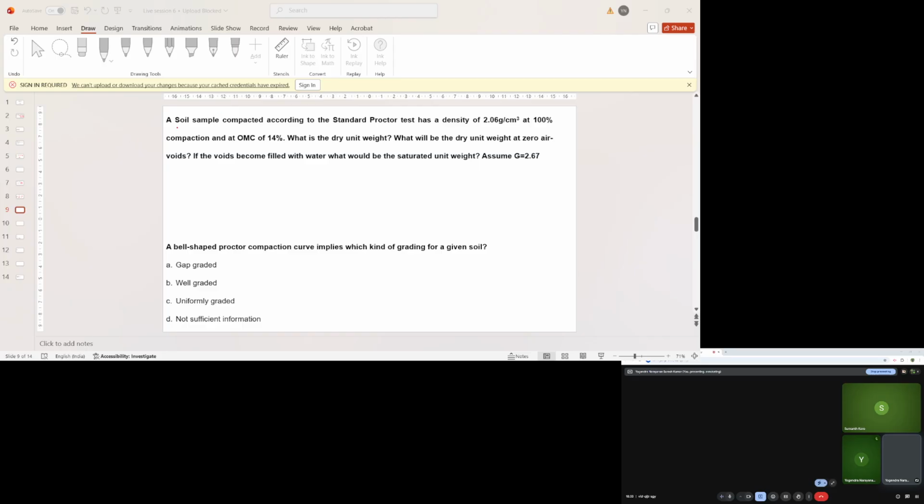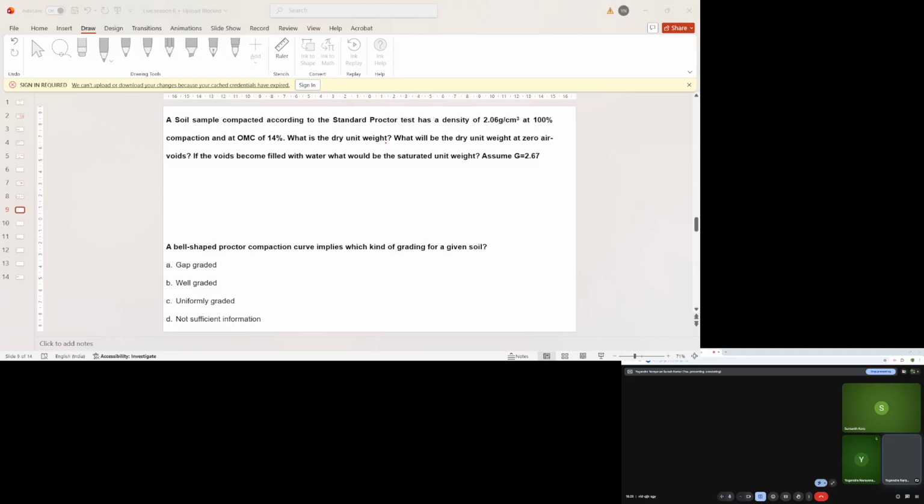So now at 100% compaction, what is the dry unit weight? How will you calculate dry unit weight? Gamma dry is equal to bulk density divided by 1 plus w. How much are you getting? 2.06 divided by 1.14 will be 1.807. Let us round it up to 1.81 gram per cc. So that part you have found out.